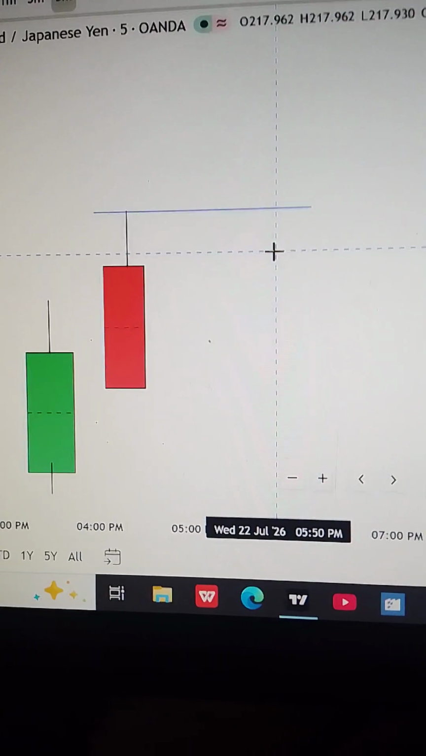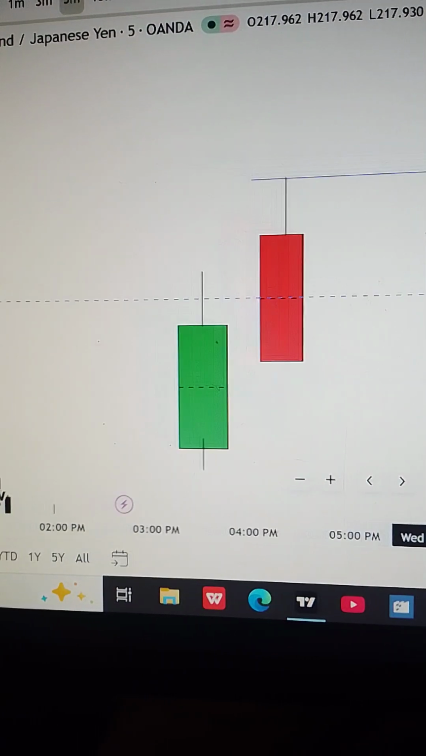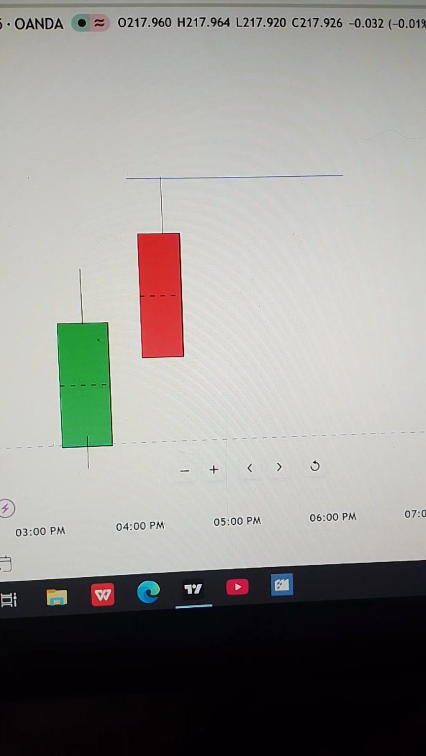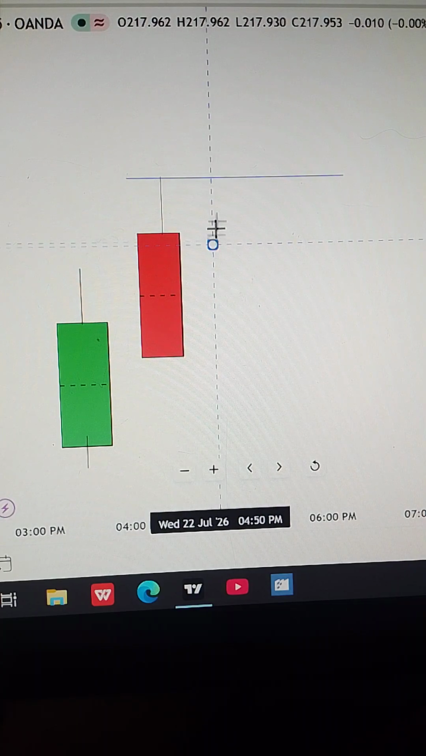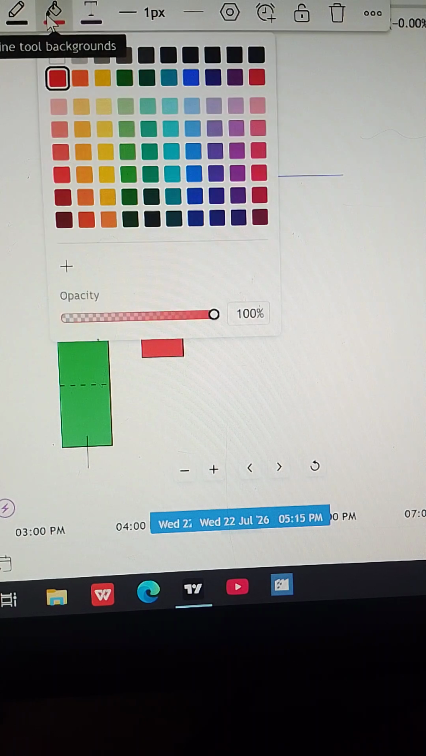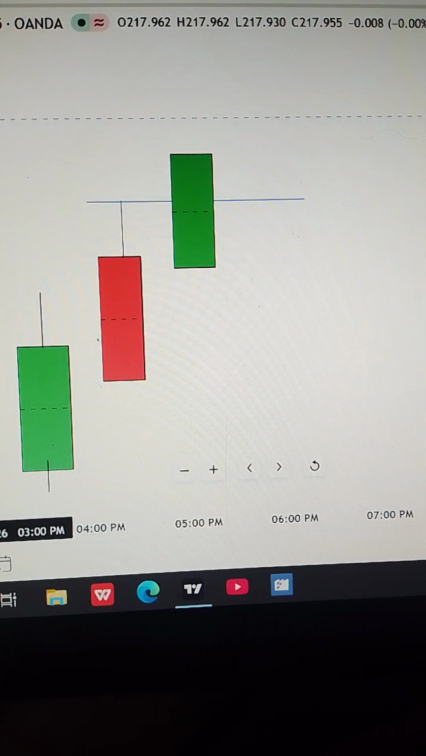So when you want to add more positions, you mark the highest wick, and you wait for a bullish candlestick to come and break the resistance. After the market breaks the resistance, now you add more positions.